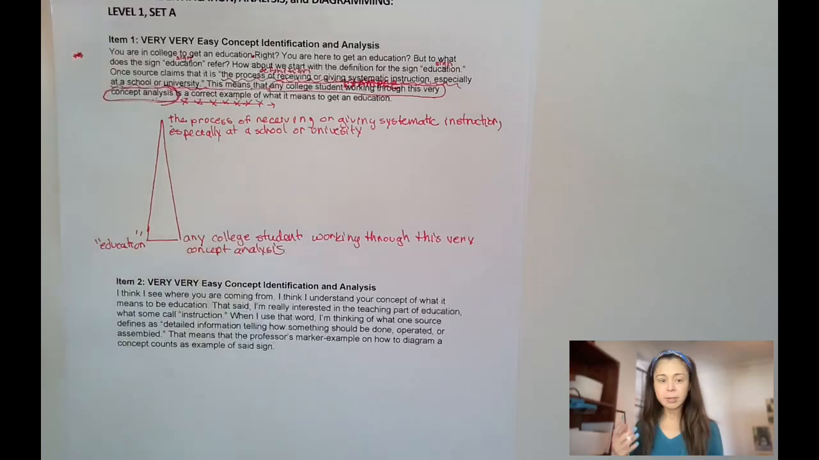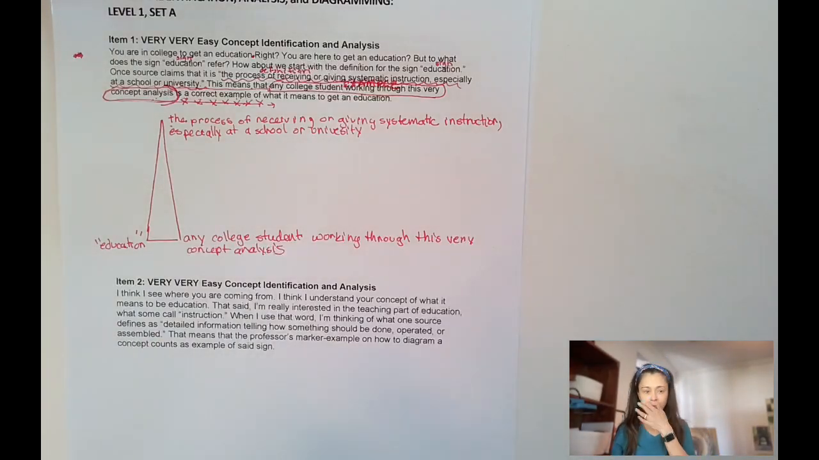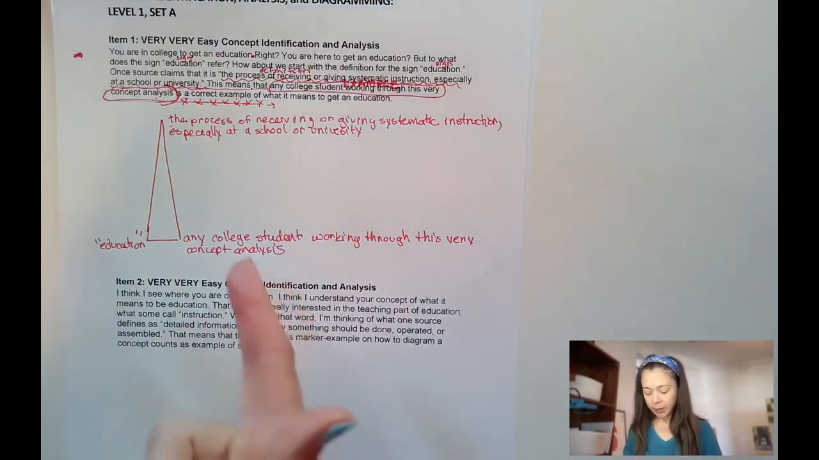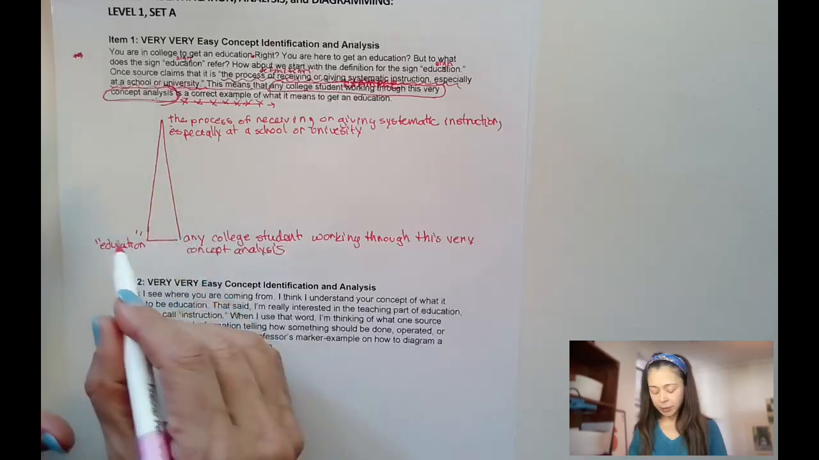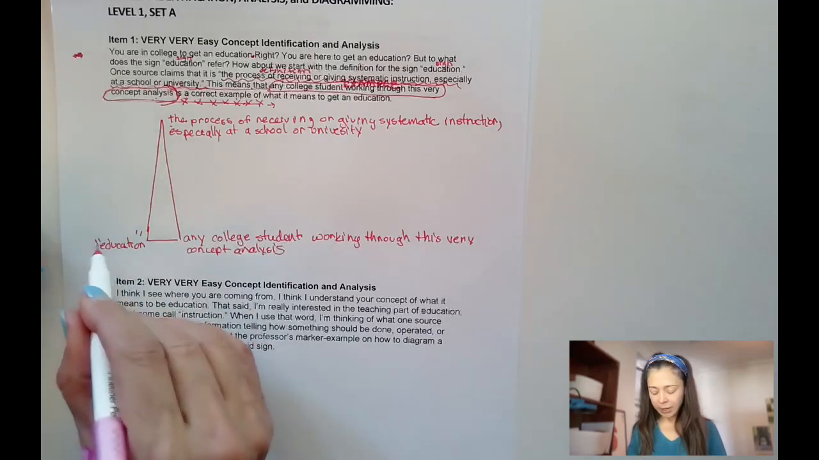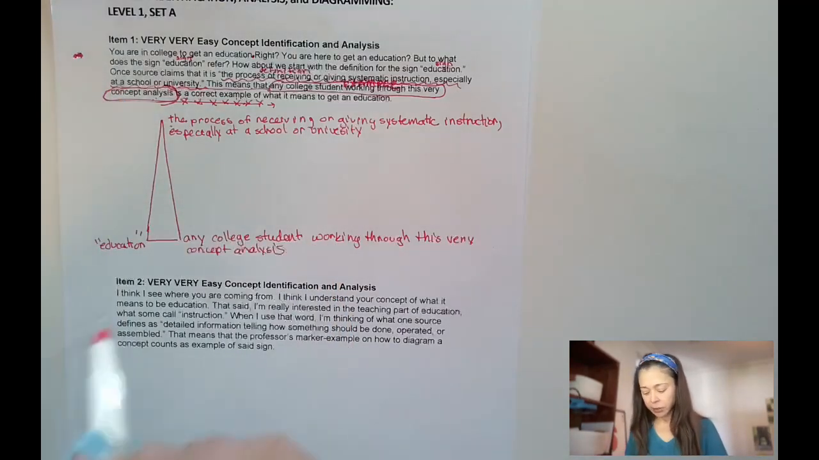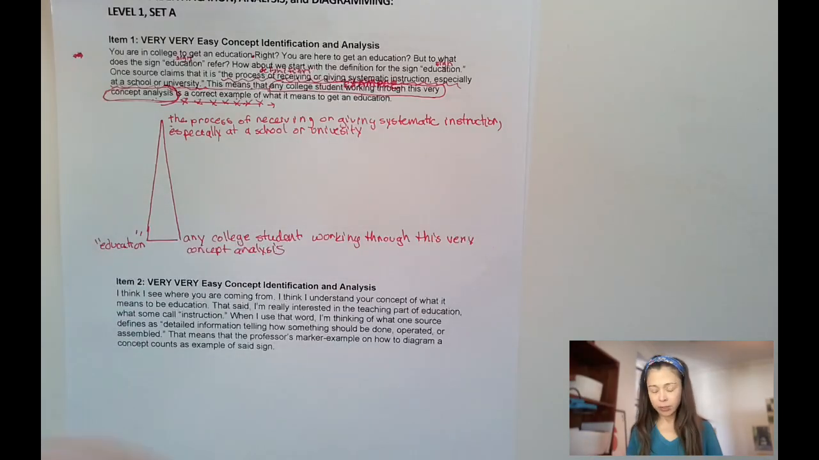Okay, so let's do a quick check to make sure that you did this correctly. Make sure that you didn't write the word sign here. You should not have the word definition here, and you should not have the word example here. If you did, cross them out and write a note about the mistake.